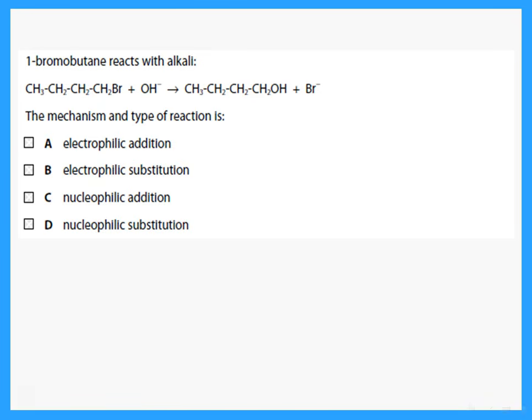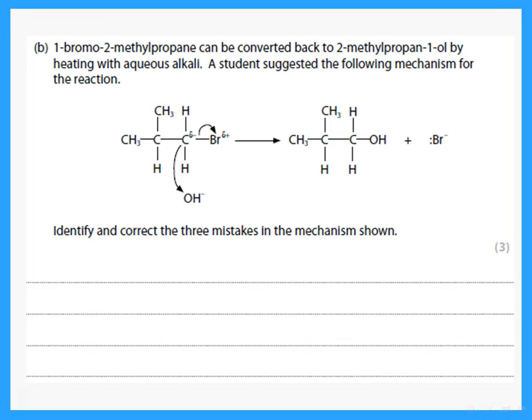This other question says 1-bromobutane reacts with alkali. What are the mechanism and type of reaction? We said if I'm trying to replace the Br with OH, I'm reacting with the OH minus. First of all, is it electrophilic or nucleophilic? We said we're reacting with OH minus. This is a nucleophile, so this is nucleophilic. Now, nucleophilic what? We call it nucleophilic substitution because we're replacing the Br with an OH.